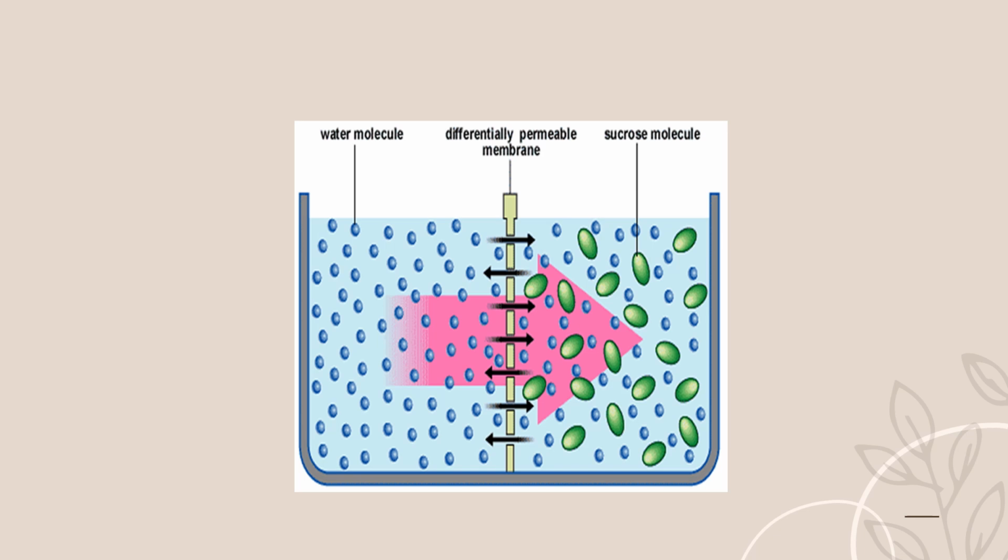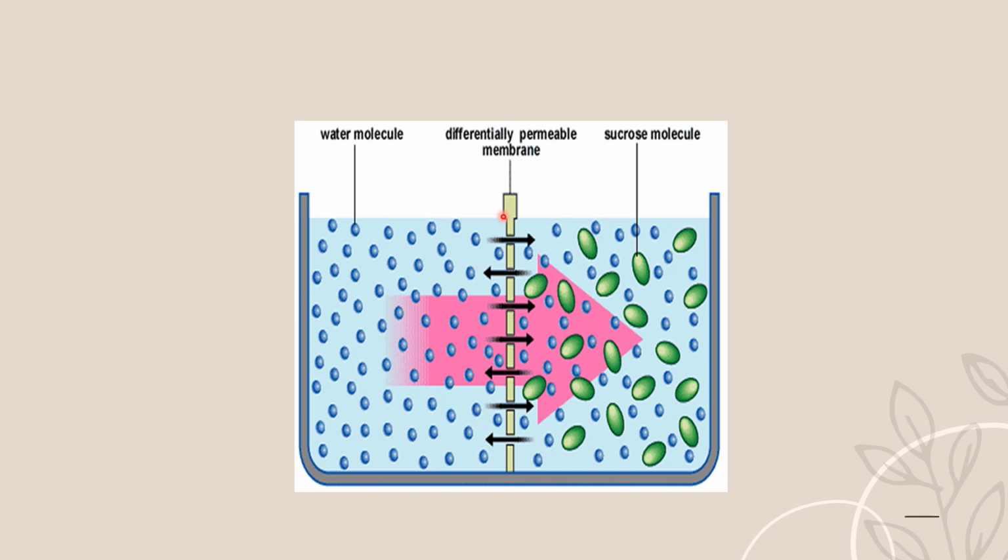Now come to the second type of passive diffusion, that is osmosis. Osmosis is actually the movement of solvent across a permeable membrane. So it is nothing but a type of diffusion of the solvent molecules. What do you mean by that?